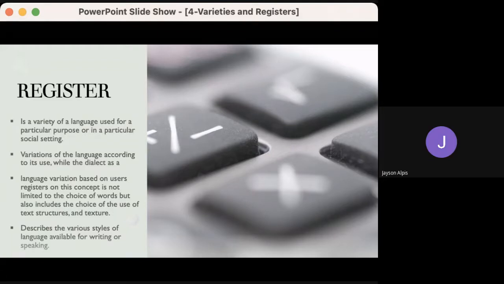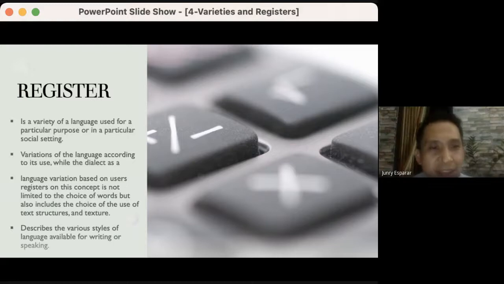Register is a variety of language used for a particular purpose or on particular social settings. Variations of the language according to its use, while dialect is a language variation based on the user's register, and this concept is not limited to a choice of words, but also includes the choice of text structures and texture, describes the various styles of language available for writing or speaking.